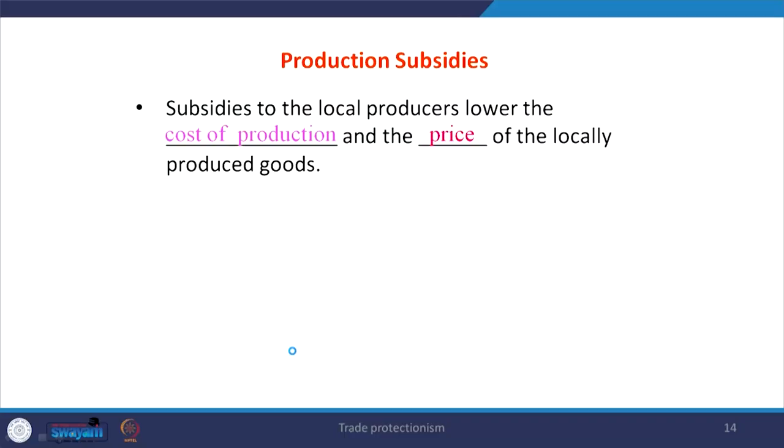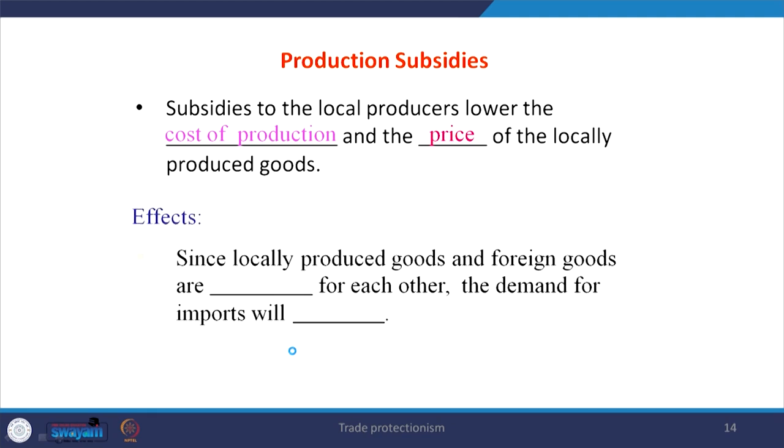Subsidies to the local producers lower the cost of production, as I just said, and the price of the locally produced goods. So, price can be reduced. Now, what really happens when subsidies are given? We have reduced the cost of production. So, reduced cost of production will increase the supply, and since it is externally determined, the supply curve will be shifted towards the right. We can derive it actually differently.